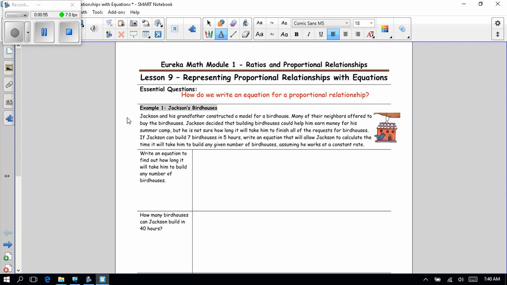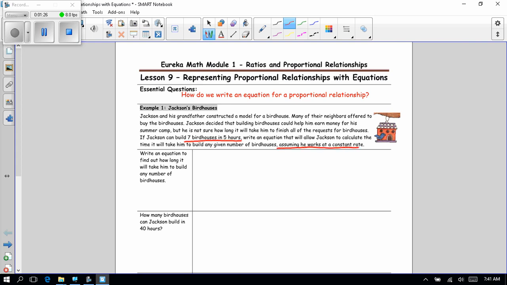Jackson and his grandfather constructed a model for a birdhouse. Many of their neighbors offered to buy the birdhouses. Jackson decided that building birdhouses could help him earn money for his summer camp, but he's not sure how long it will take to finish all of the requests for birdhouses. If Jackson can build 7 birdhouses in 5 hours, write an equation that will allow Jackson to calculate the time it will take him to build any number of birdhouses, assuming that he works at a constant rate.